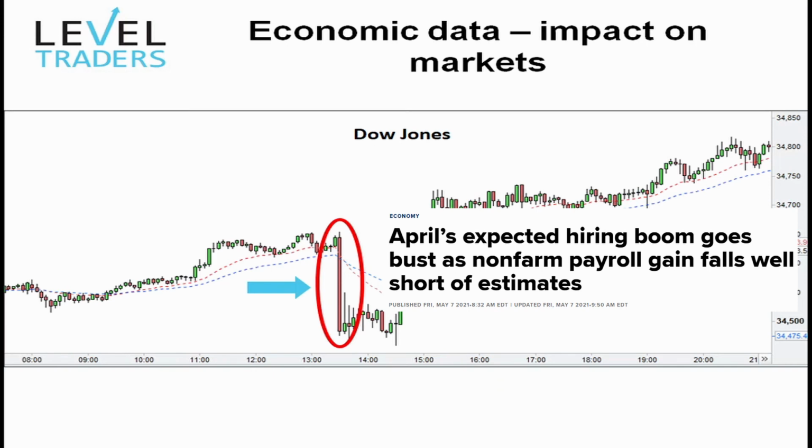At this point in time, you may as well put the technical analysis to one side. Once the data is released, it becomes a knee-jerk reaction to the data. That's all that matters at that point in time.